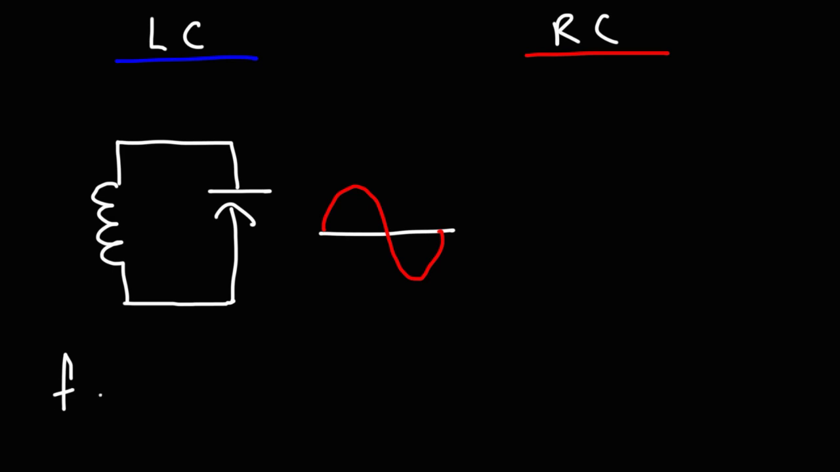The frequency of the oscillations can be calculated using this formula. It's 1 over 2 pi square root LC.